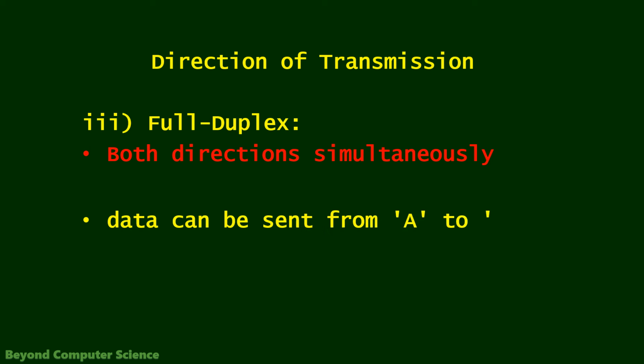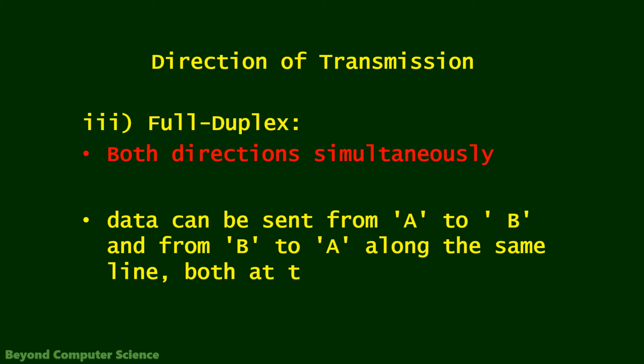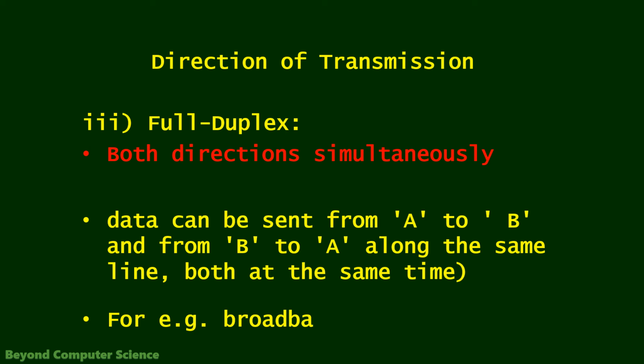Data can be sent from A to B and from B to A along the same line, both at the same time. For example, broadband internet connection. The device is capable of receiving and sending data at the same time. So these were the three modes of or three directions of data transmission. We find all three examples around us.